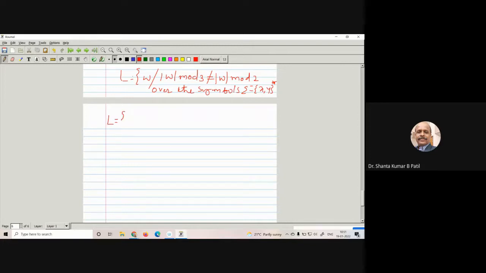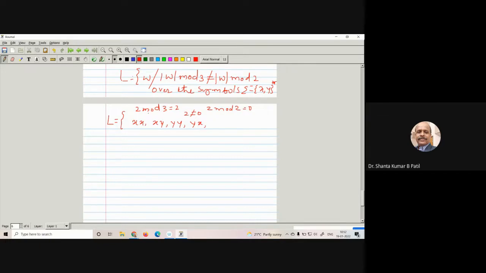What is the language here? Epsilon, 0 is not possible. What about 1? 1 is also not possible. 2 is fulfilling the condition, because 2 mod 3 is equal to 2 and 2 mod 2 is equal to 0, therefore 2 is not equal to 0. Hence, 2-symbol strings are accepted: maybe xx, xy, yy, or yx.